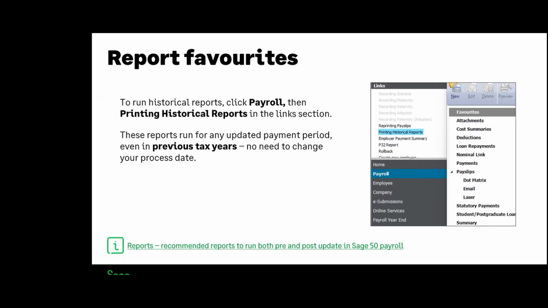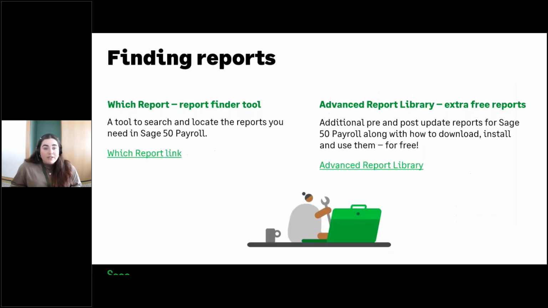But that being said, I do want to make you aware of some great resources that we've got when it comes to finding the reports that you need, which is the Report Finder tool and the Advanced Report Library as well. So you can find both of these on the Help Centre by searching their names, or I've linked them on the slides here too. The Report Finder tool allows you to type in the name of a report to find where it is in the programme, or you can search for keywords as well. So the tool will show a list of reports available matching those keywords.